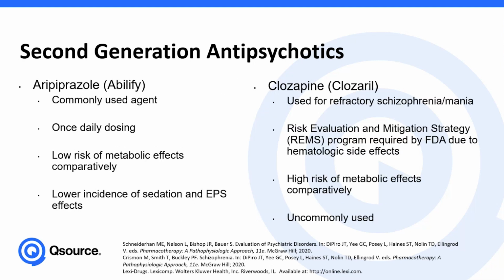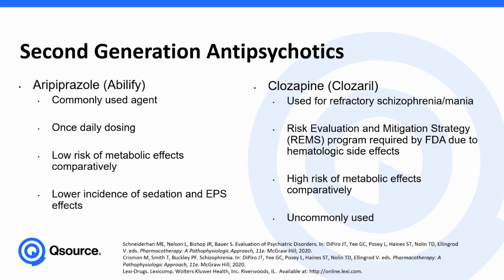Here are some examples. I've got a few slides with examples. Abilify or aripiprazole is a very commonly used agent. It tends to have probably the lowest side effect profile across the board of all the second generation antipsychotics. Low metabolic effects comparatively, lower incidence of sedation and those extrapyramidal side effects.